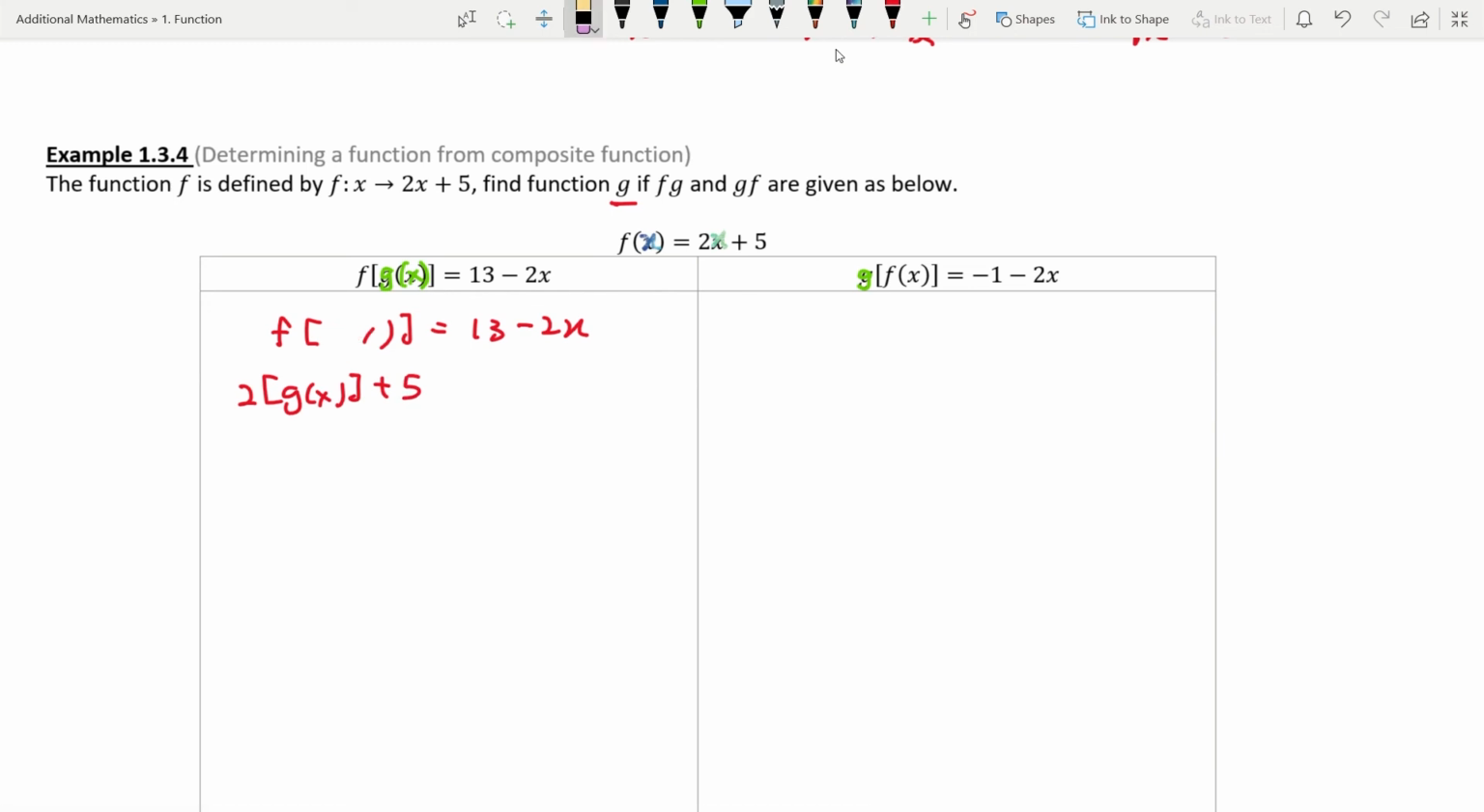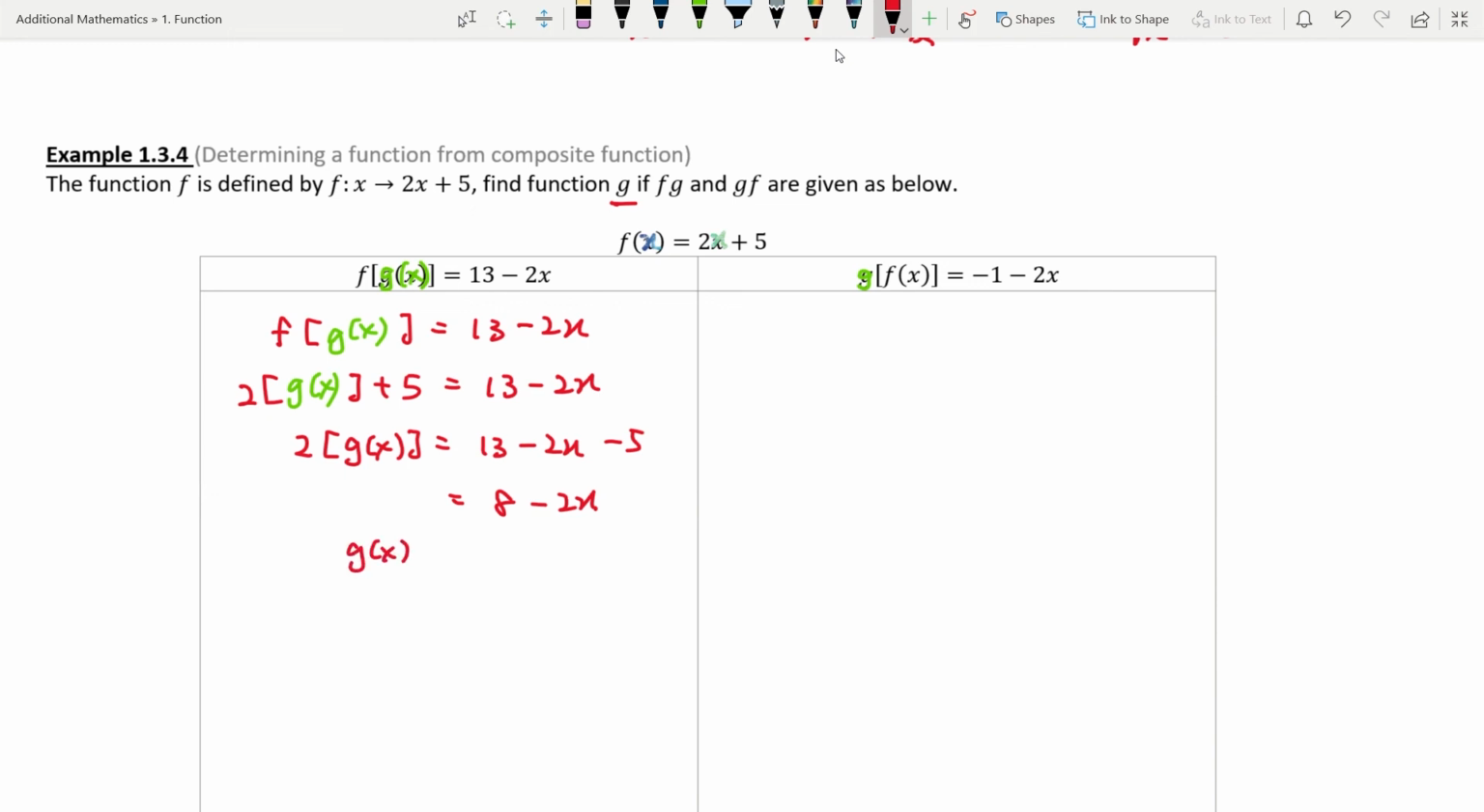So let me make it clearer. 2g(x) plus 5 is equal to 13 minus 2x. We already have our g(x) here. What we need to do is to solve the equation. First, we bring the 5 to the other side. 2g(x) equal to 13 minus 2x minus 5, which is 8 minus 2x. Then we bring the 2 over, it becomes divide, so g(x) will be 8 minus 2x over 2. g(x) is equal to 4 minus x.